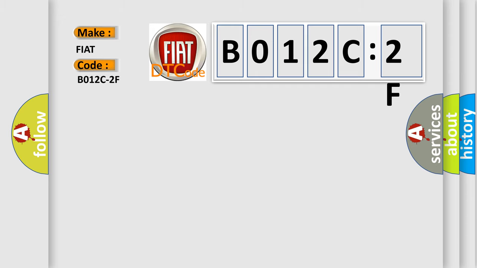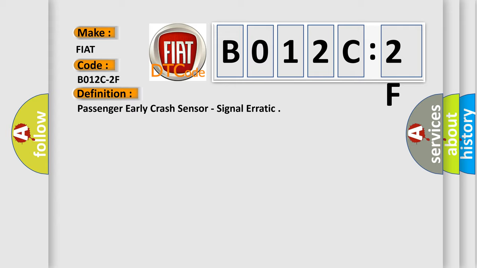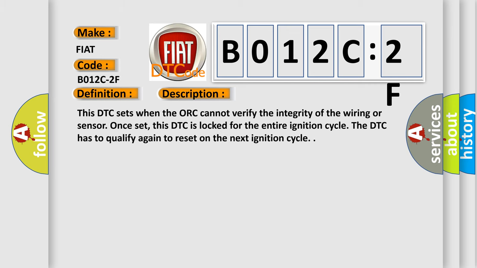The basic definition is passenger early crash sensor, signal erratic. And now this is a short description of this DTC code. This DTC sets when the ORC cannot verify the integrity of the wiring or sensor. Once set, this DTC is locked for the entire ignition cycle. The DTC has to qualify again to reset on the next ignition cycle.